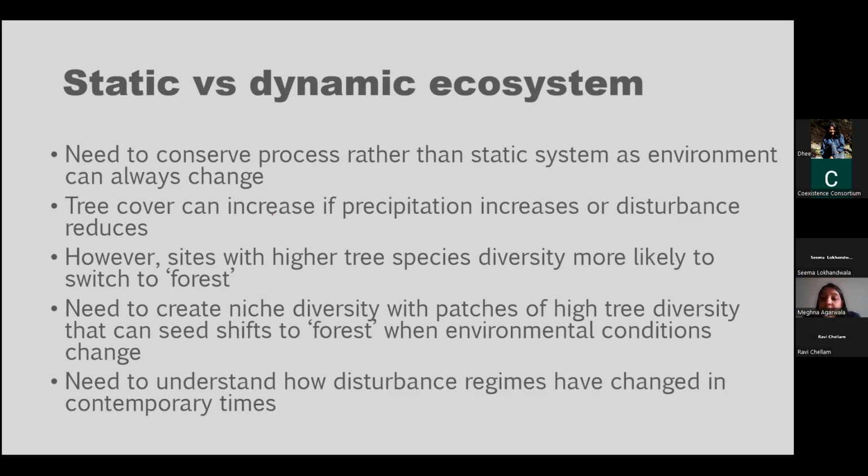The other thing I would say is that the disturbance regimes may be very different today than they were through the last 15,000 years, and we need to understand and quantify how the disturbance regimes may have changed since then.